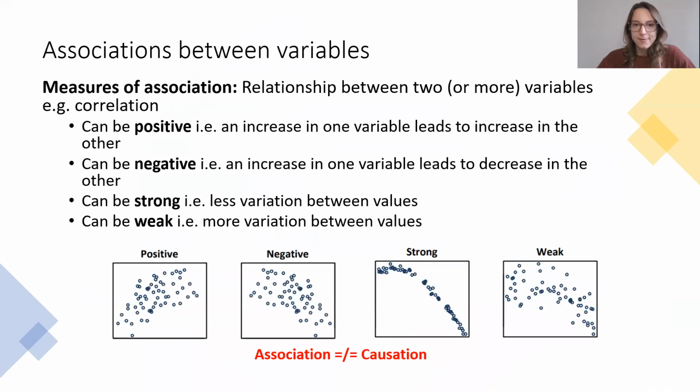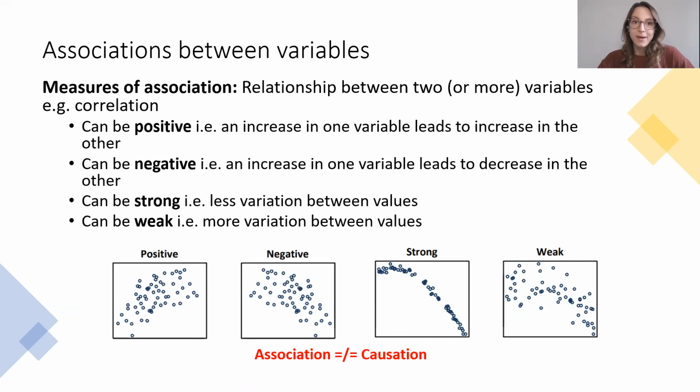So measures of association, again, are just those relationships between two or sometimes more variables. An example of a type of association is a correlation, which many of you have probably heard or come across in some academic research or health studies. Now, we often try to characterize the association in order to understand how the two variables relate to one another.